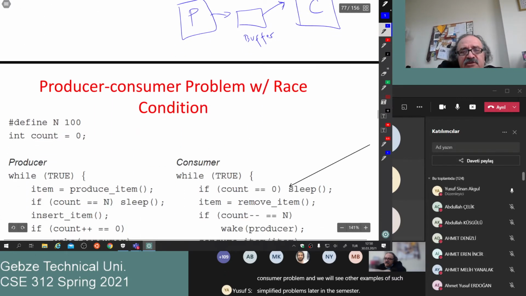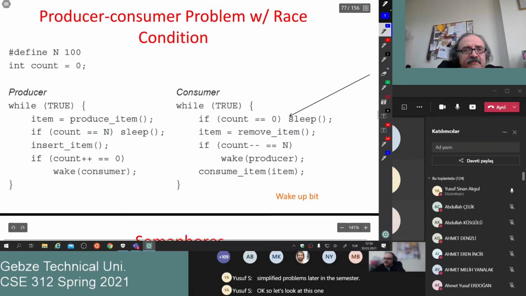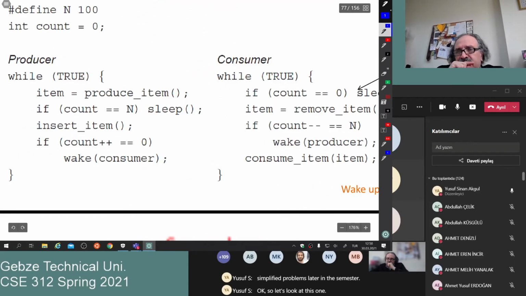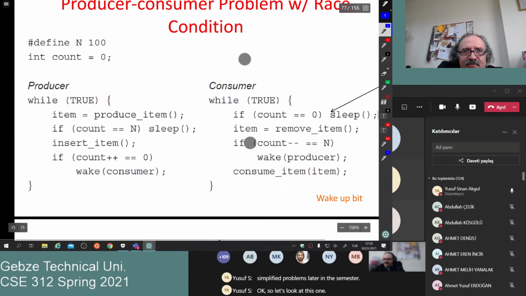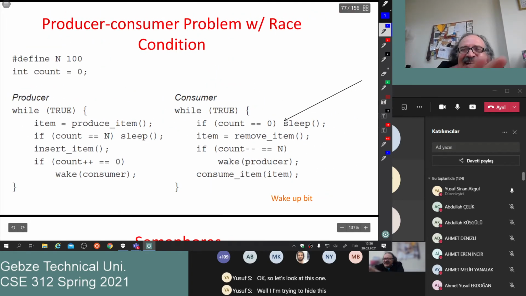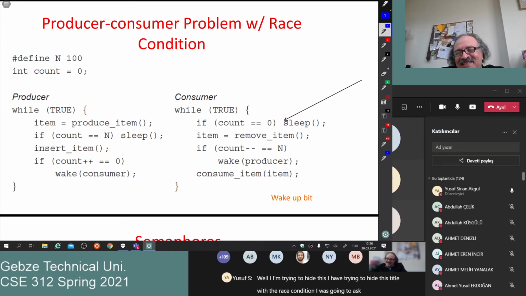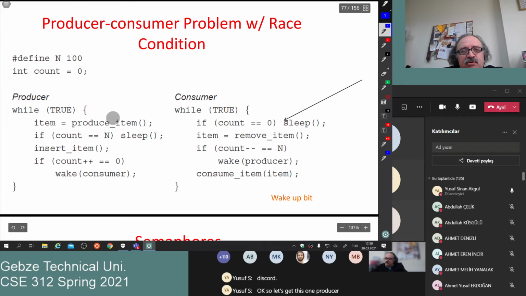Okay, so let's look at this one. I am trying to hide this title with the race condition. I was going to ask, do you think there is a race condition? But yes, there is a race condition in this code. Let's look at the producer. It just produces an item. What is the item type? Let's say it's an integer. I don't care what it is.